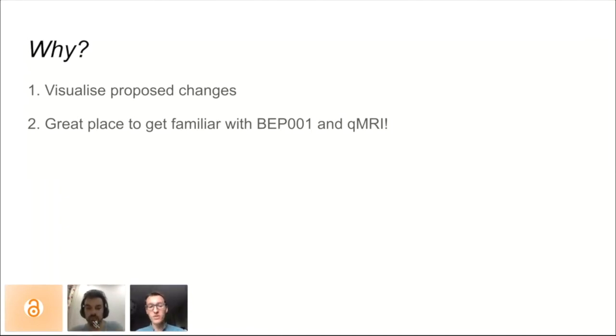And the other reason why we wanted to tell you about the examples is that they're a really great place to start getting familiar with BEP001 and also with qMRI in general. So these are essentially data that you can go and download, and you can open on your laptop and look at the data yourself.